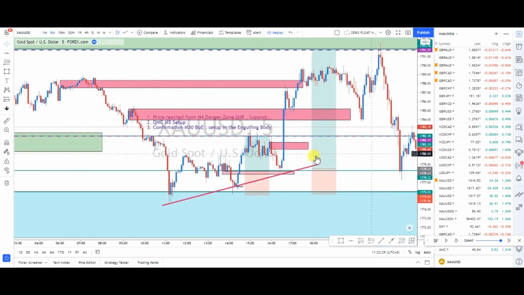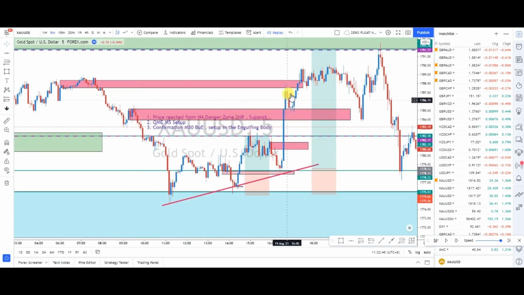So did price react in this roadblock? No, because price comes in from the H4 danger zone. So price is going on the uptrend, and price come in from M continuation. Okay, QM. So QM continuation is strong, Quasimodo. Okay, so strong setup we have here. It just break the M5 supply zone, no issue.